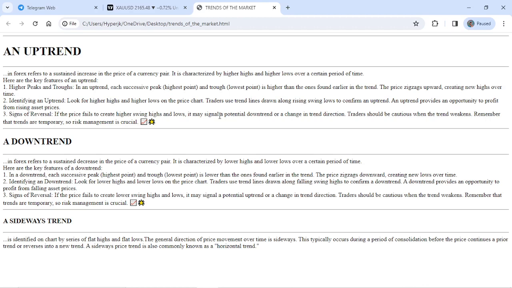Traders use trend lines drawn along rising swing lows to confirm an uptrend. An uptrend provides an opportunity to profit from rising asset prices.